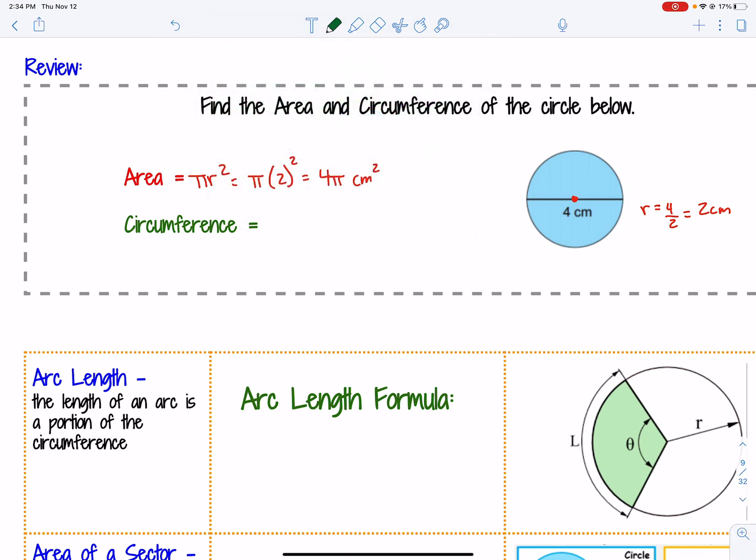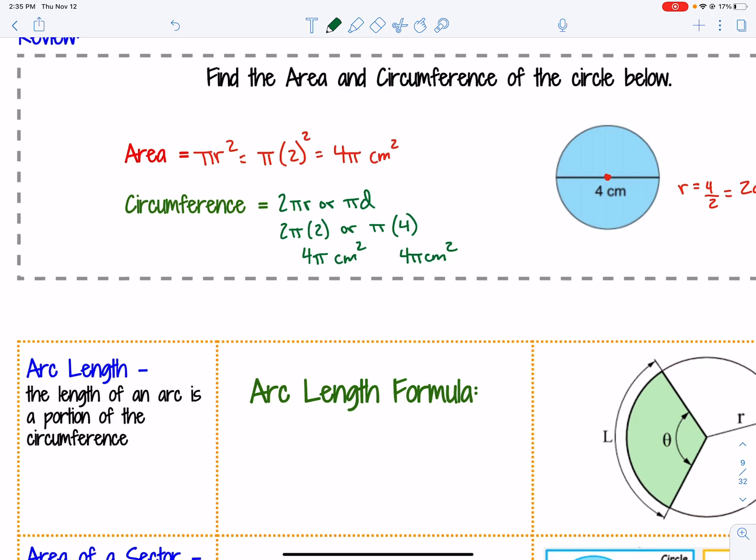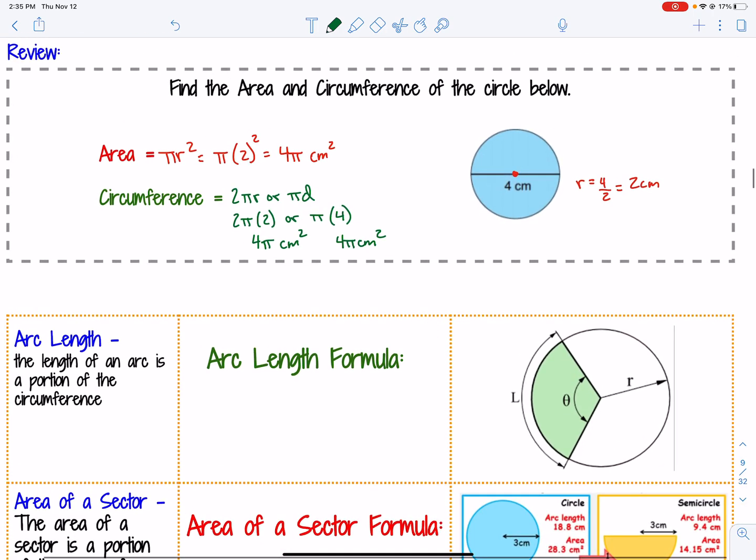For circumference, we need to find 2 pi times the radius, or pi times the diameter. Either formula would be okay because 2 times the radius is equal to the diameter. So 2 pi times the radius, which was 2, is the same thing as pi times the diameter, which was 4, and will give us 4 pi centimeters again. That doesn't happen every time that the area and the circumference are the same, but for our example, they are. So not every time.